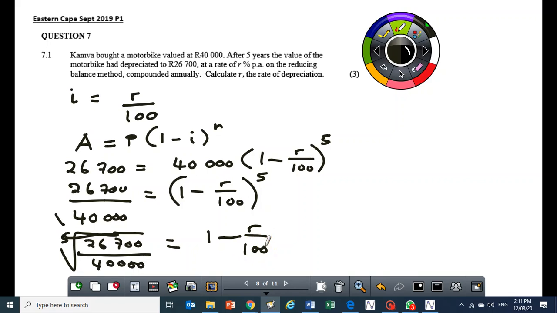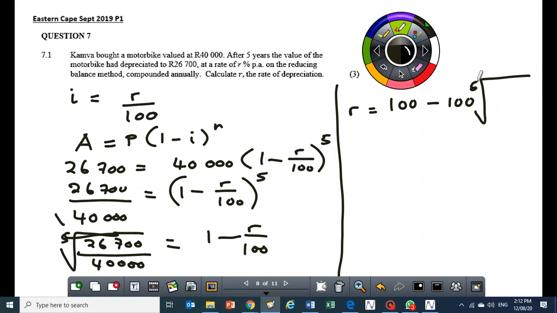Then, if I want my R, please allow me to just write the formula for R. My R will be equal to, I can multiply the 1 by 100 and multiply the left hand side by 100. So if I do that, I'll get 100 minus 100 times the fifth root of 26,700 over 40,000. So if you simplify this, what you get.